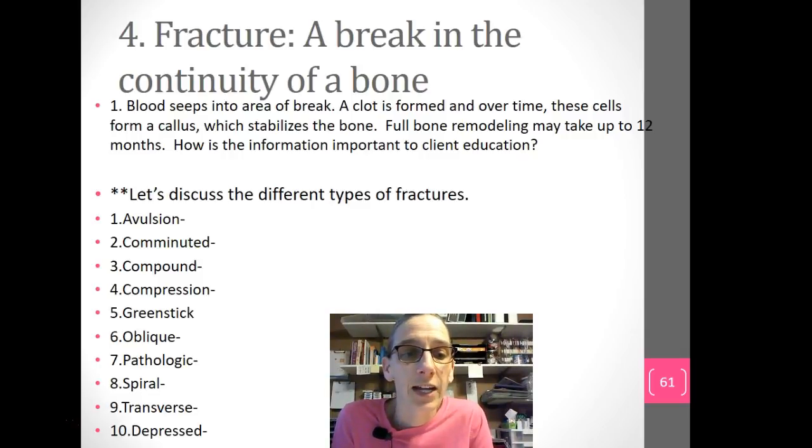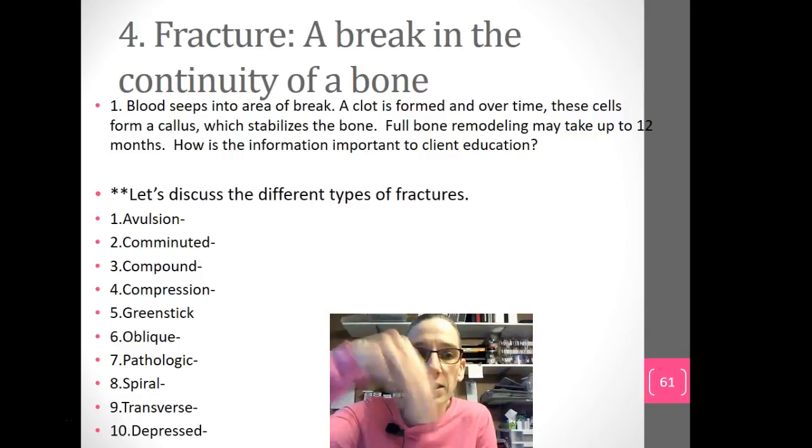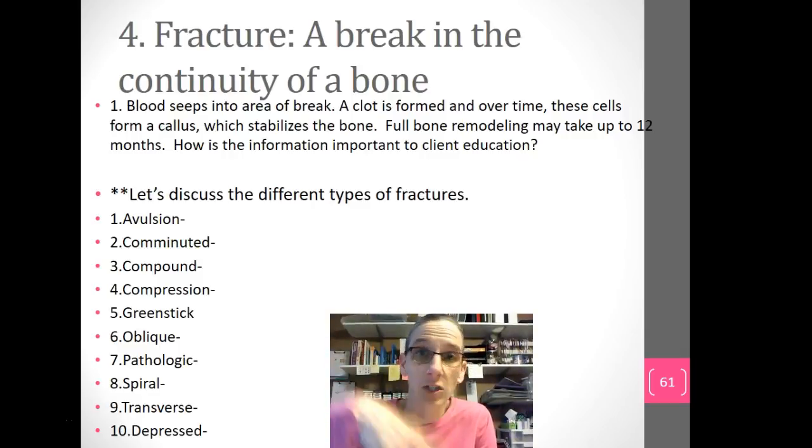A compression fracture is when the bone is actually compressed. This would be things like a vertebral fracture. When someone jumps and they have a fracture, especially of the vertebrae, that would be a compression fracture.